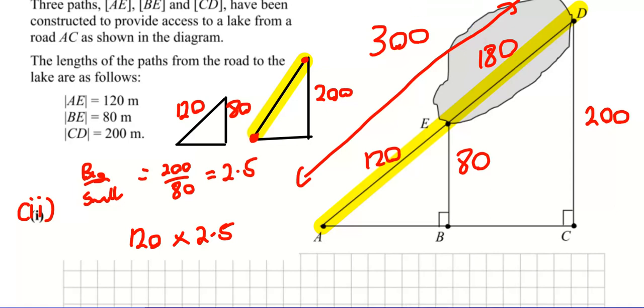Pause it there. If you're explaining what you did, it's like this. You identified two triangles as similar. You identified a big triangle and a small triangle. You found out the ratio by dividing the big triangle's length by the corresponding small triangle's length. This proved that the big triangle was 2.5 times bigger. You then figured out what the length AD was by multiplying the length AE by 2.5. Then you subtracted the length of AE from AD to find out that ED was 180.